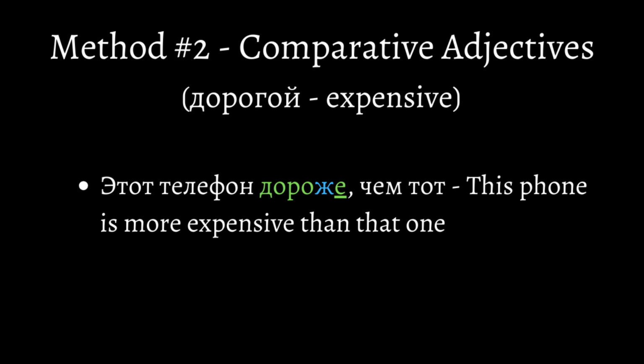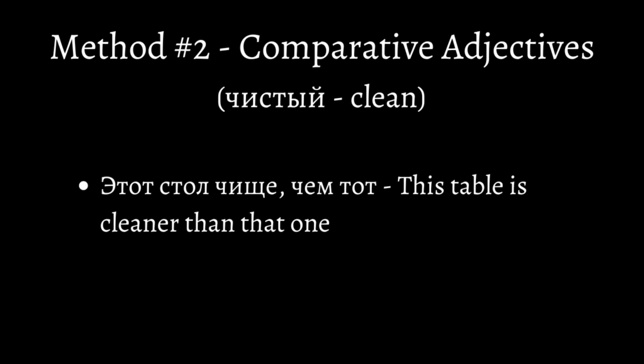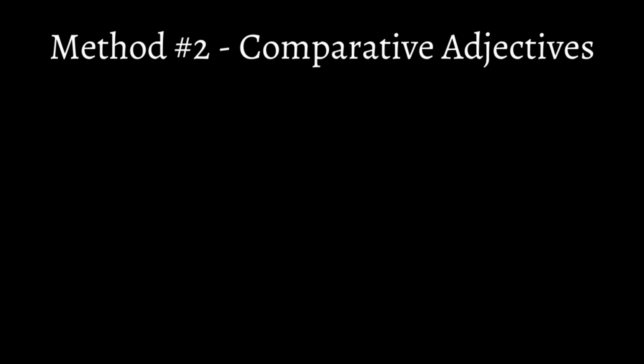Finally, we have чистый, meaning clean, and it follows the second pattern with a spelling change. Этот стол чище, чем тот. This table is cleaner than that one. Чистый drops the ending, gets ye, has one form, as in English, but changes se and te to she. This is how the second pattern is used for comparatives in Russian.